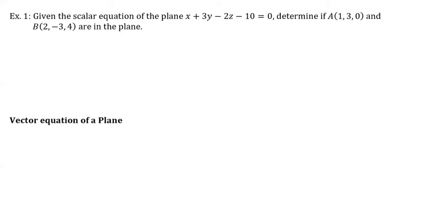What do you think we're going to do? Summer, do you think you know? Substitute the points in the... Yeah, left side, right side check, right? So for A, the left side is x plus 3y minus 2z minus 10, which is 1 plus 3 times 3 minus 2 times 0 minus 10. So that's 10 minus 10, which is 0, which equals the right side. Therefore, A is in the plane.